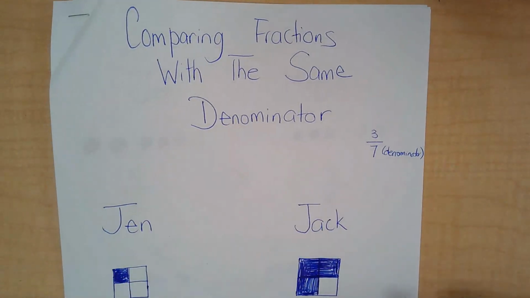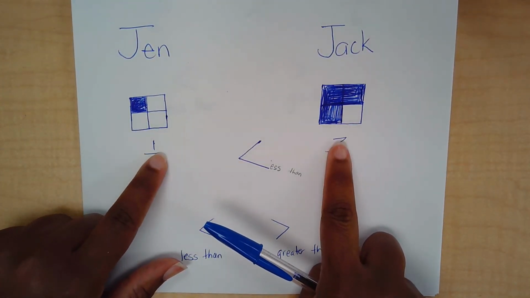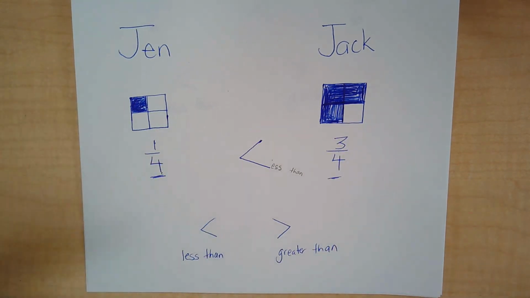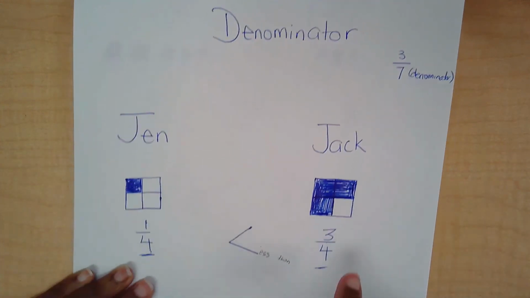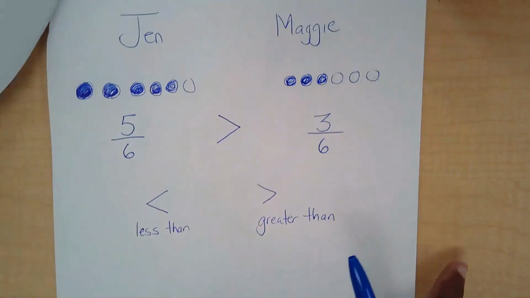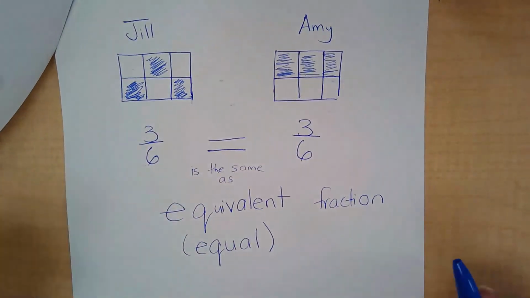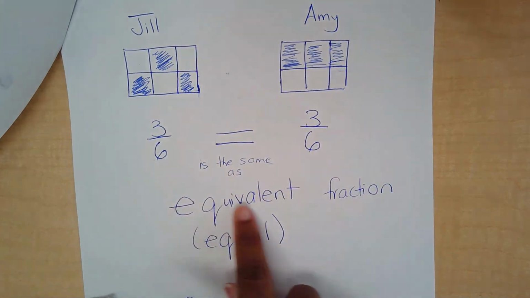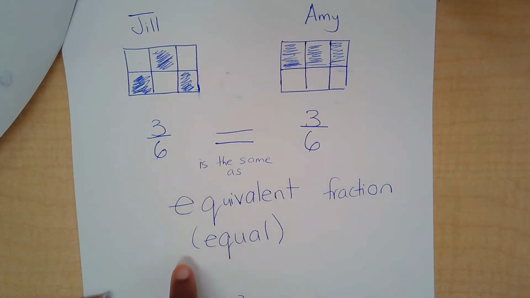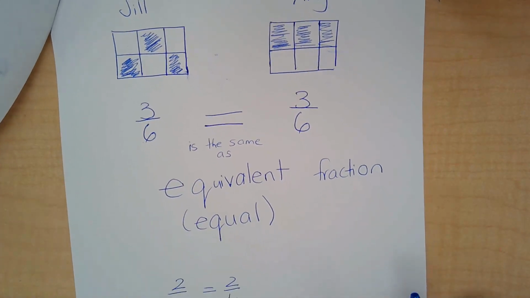So now, what do we know about comparing fractions with the same denominator? We focus on the numerator, and the numerator with the greater number is going to be the greater fraction because it contains more parts of the whole. What did we do here? We compared the numerator, because the denominator was the same. What did we do here? We compared the numerator, but this one was a little different because the fractions were equivalent, which means they're equal, which also means it is the same as.